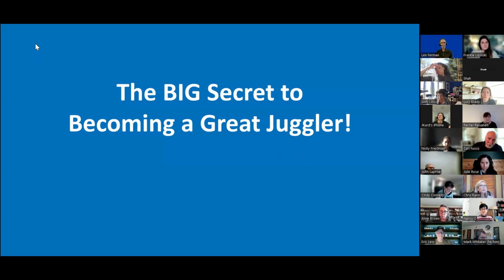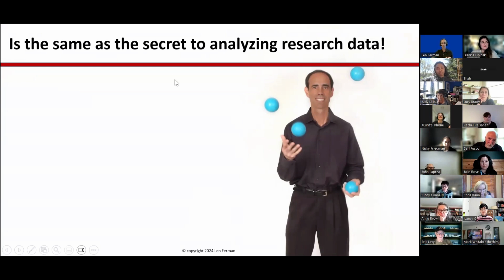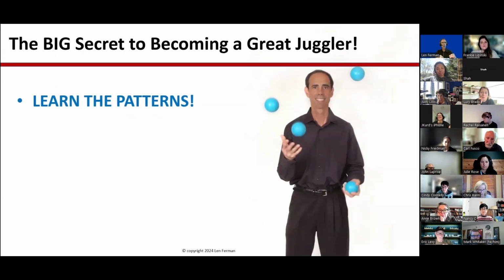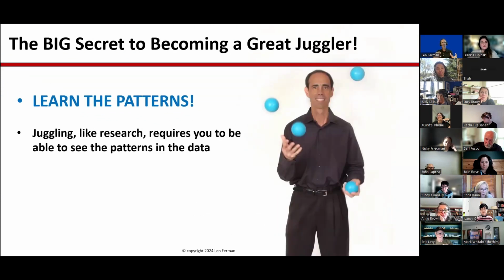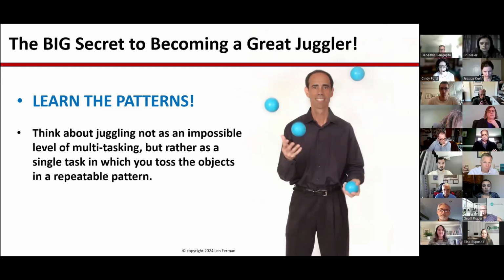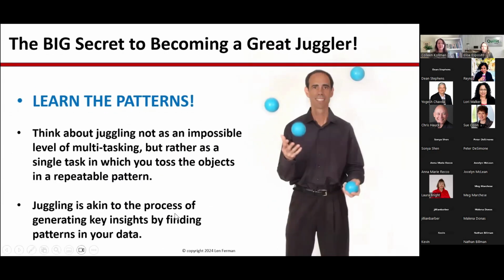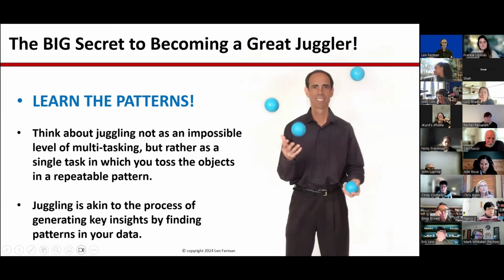Now, just before we go to the discussion, I want to share that big secret to becoming a great juggler. It's actually something you already know. What's the big secret to becoming a great juggler? It's the same as the secret I have found to analyzing qualitative research data, which is you have to learn the patterns. You see, juggling, like research, requires you to be able to see the patterns in the data. Think about juggling not as an impossible level of multitasking, but rather as a single task in which you toss the objects in a repeatable pattern. And so juggling is very much akin to research in which we're generating insights by finding patterns in our data.